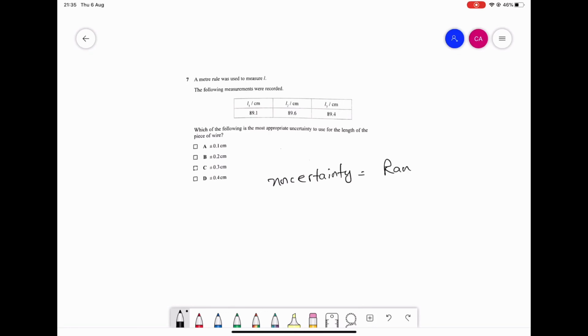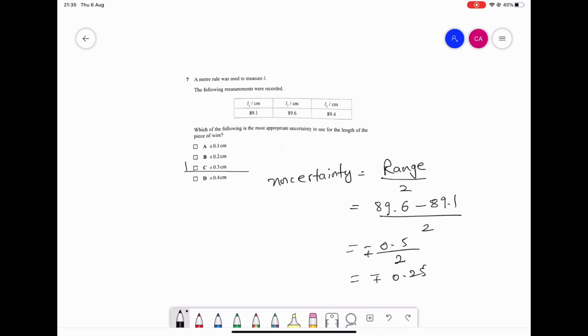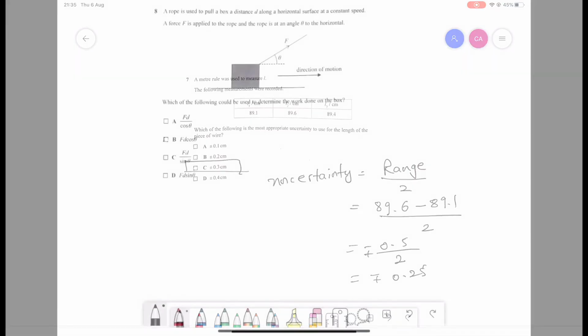In an example like this, we can give the uncertainty as range divided by 2. The range of these measurements can be written as the maximum value minus the minimum value. So the maximum is 89.6, the minimum is 89.1, divided by 2. So we get 0.5 divided by 2, and this is plus or minus. So we get plus or minus 0.25. If we round up, this is the closest answer.